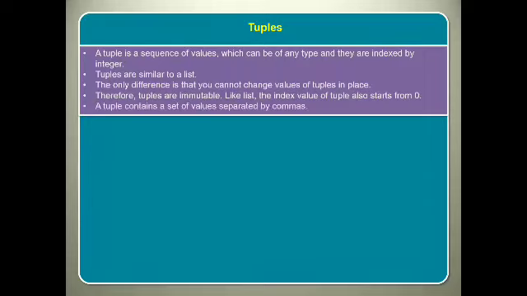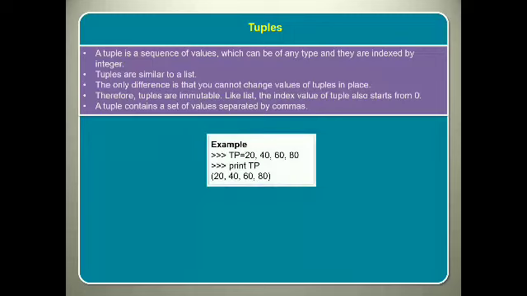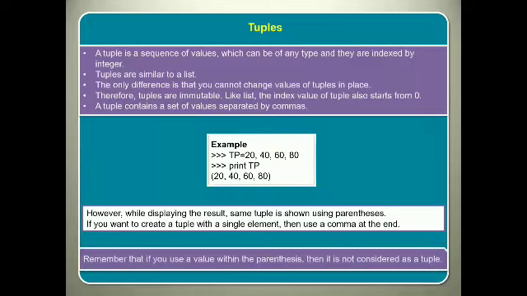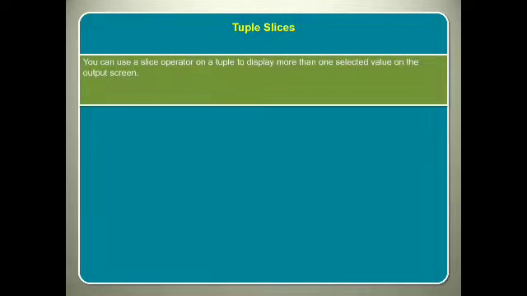A tuple contains a set of values separated by commas. Here is an example. However, while displaying the result, same tuple is shown using parentheses. If you want to create a tuple with a single element, then use a comma at the end. Remember that if you use a value within the parenthesis, then it is not considered as a tuple. You can use a slice operator on a tuple to display more than one selected value on the output screen.